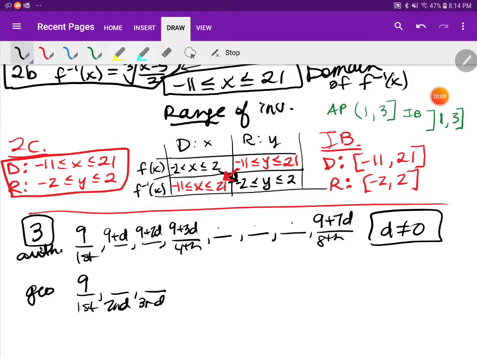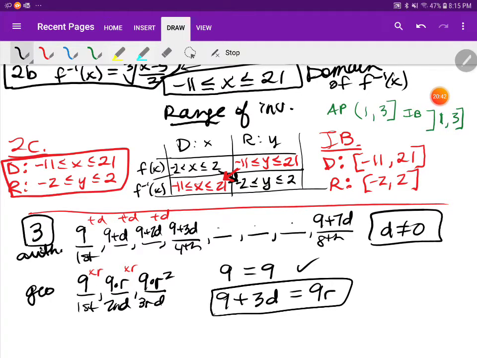And then this one, if I'm doing r's, you multiply by r. So this is 9 times r, this is 9 times r squared. So multiply by r, this is add d, add d, add d. I'm not really using the formula, but could use the formula. Find the value of d. Well, 9 has to equal 9. That was boring. We also have 9 plus 3d as the fourth term, which is supposed to be the second term. So that's 9r. So that's one equation. And then I have 9 plus 7d has to equal 9r squared.